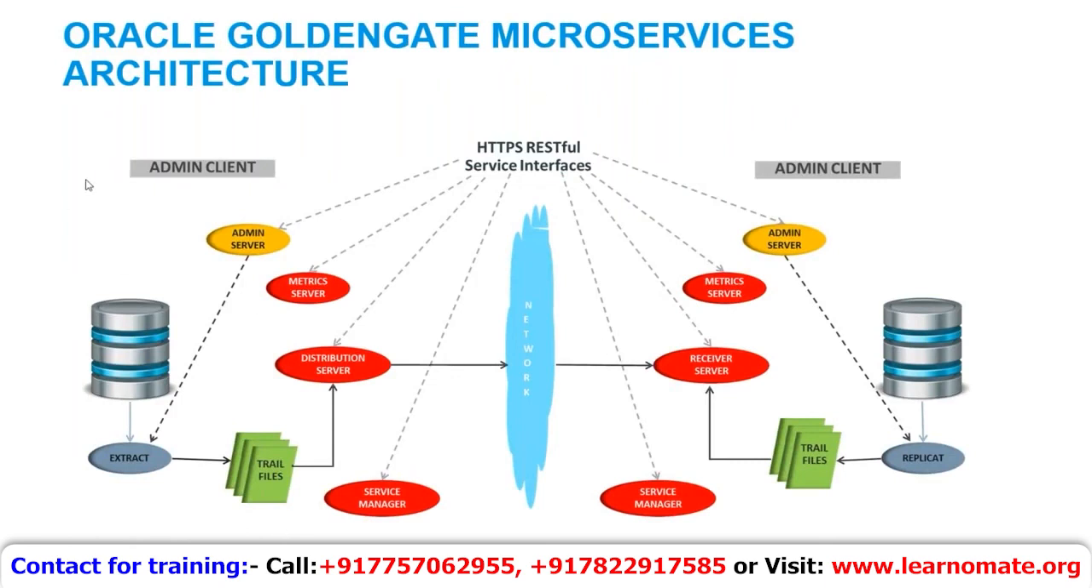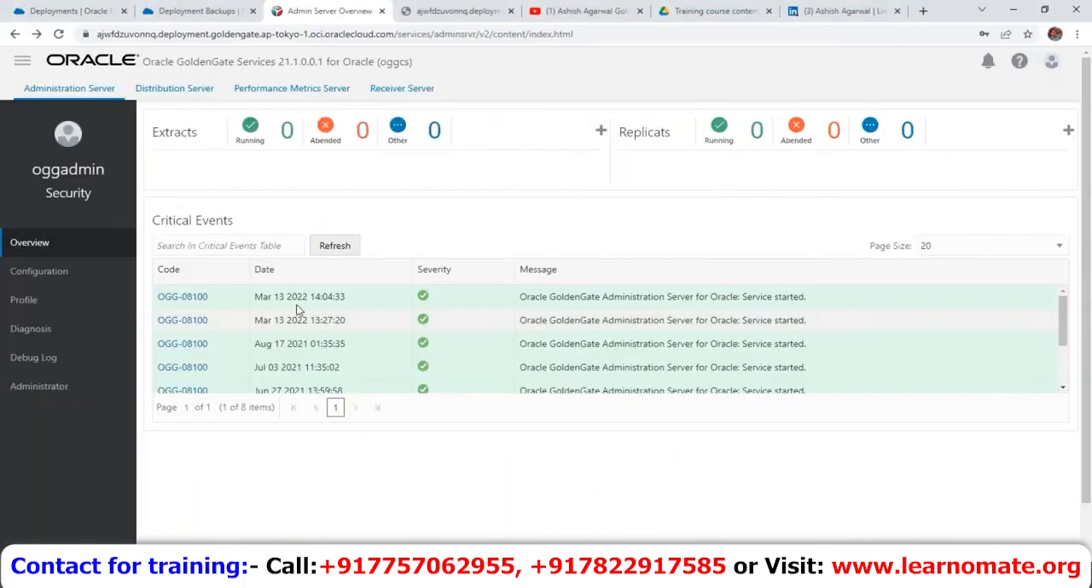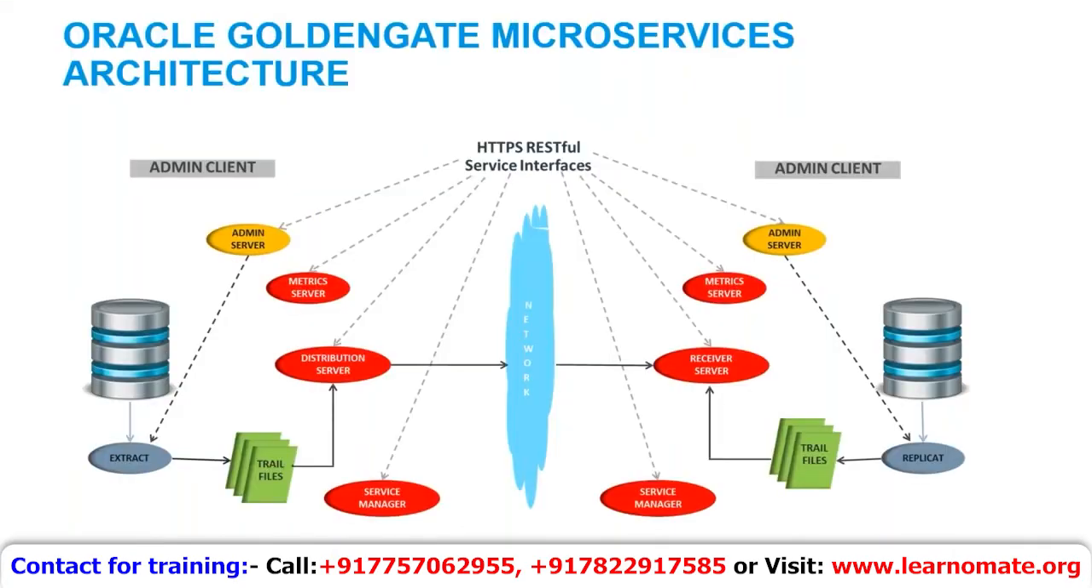So this is how your microservices architecture looks like. You have a service manager. Under the service manager, you have all these servers: the administration server, performance metric server, distribution server, and receiver server. They form the deployment for you. So under service manager, you create the deployment. Under the admin server, you can configure GoldenGate extract and replicate. So you configure the GoldenGate extract process under the administration server, which writes data to local trail.